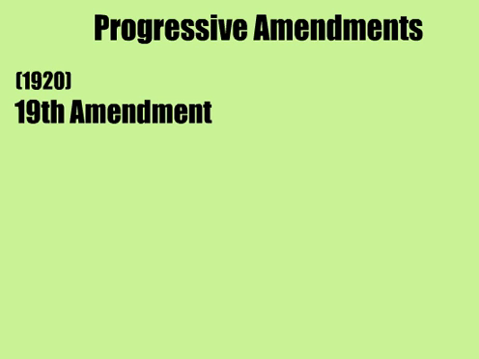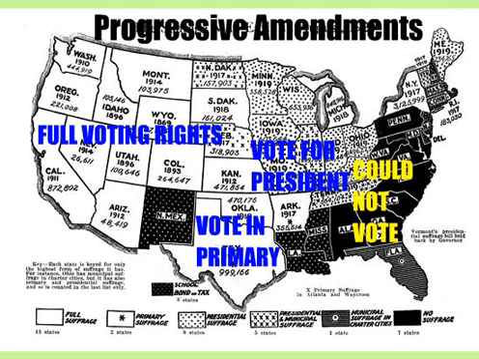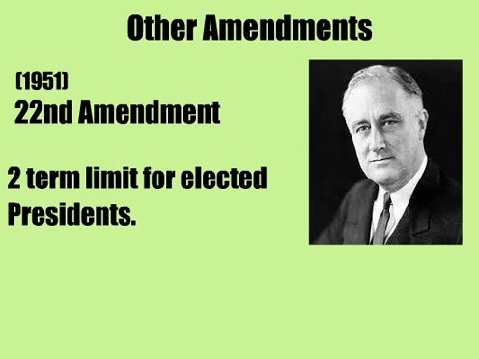The 19th Amendment gave women the right to vote, but it's important to note that many states permitted women to vote before this amendment was passed. The amendment prevented any state from depriving female suffrage. After Franklin Roosevelt was elected to 4 terms, the 22nd Amendment came into existence. It provides for a 2-term limit for presidents. Remember, 2 2s are in 22.